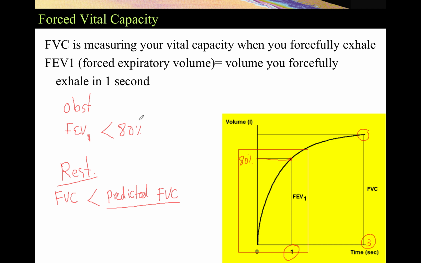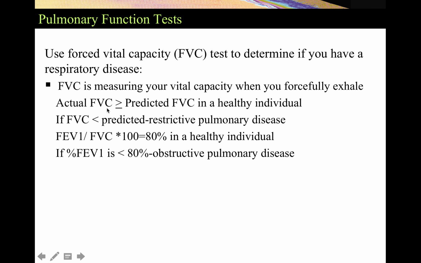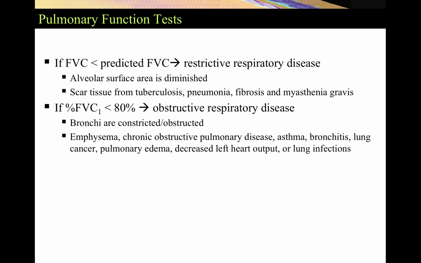The opposite is obstructive pulmonary disease. You want to get rid of up to 80% of the air inside your lungs in the first second. So if FEV1 is less than 80%, that implies that you have an obstructive pulmonary disease, which means it's preventing air from leaving your lungs. Here's basically the equation. If you're a healthy individual, FEV1 divided by FVC times 100 is equal to 80%. But if your FEV1 is less than 80%, you have an obstructive pulmonary disease. And if your FVC is smaller than your predicted, you have restrictive pulmonary disease, which means, again, your lungs do not have the ability to carry as much air.